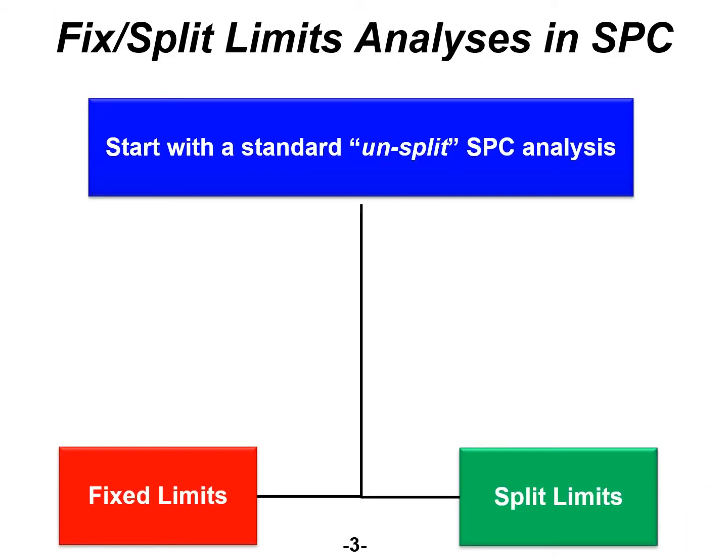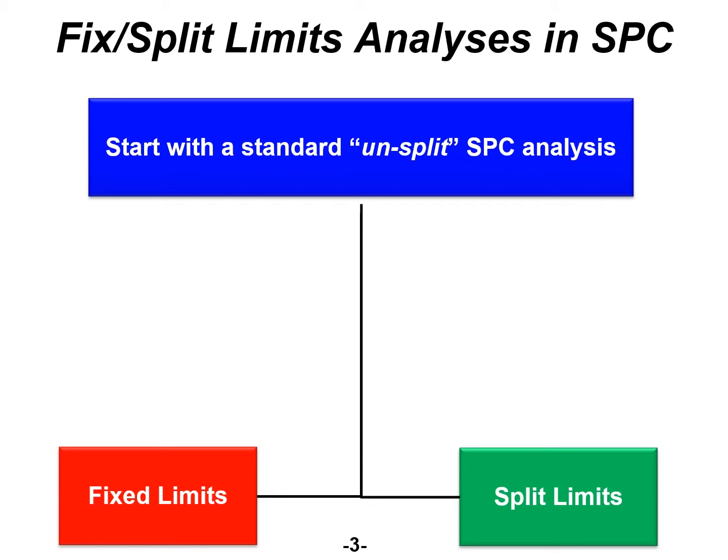Fixed and split limits analyses are advanced analytic operations that can be conducted to modify standard statistical process control, or SPC, analyses to provide additional assessment capabilities. Fixed and split limit analyses are not always required, and in many cases a standard SPC analysis will serve very well to assess variation and inform improvement. However, there are some cases in which fixed and split limit analyses can be very useful.